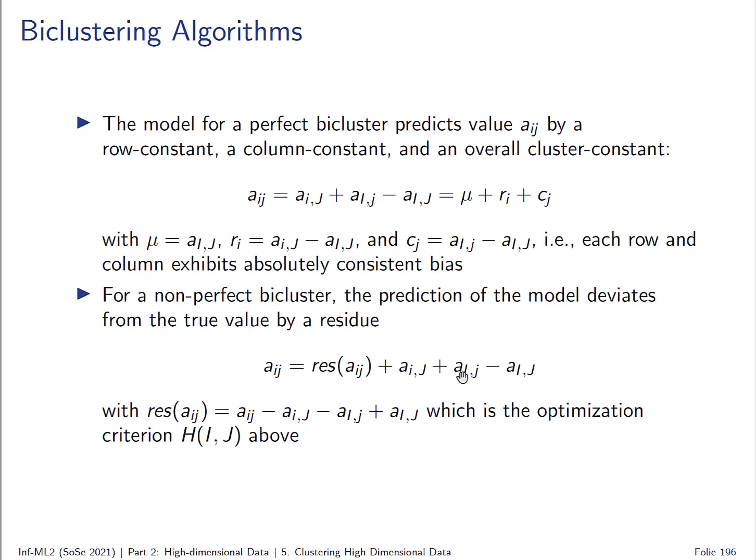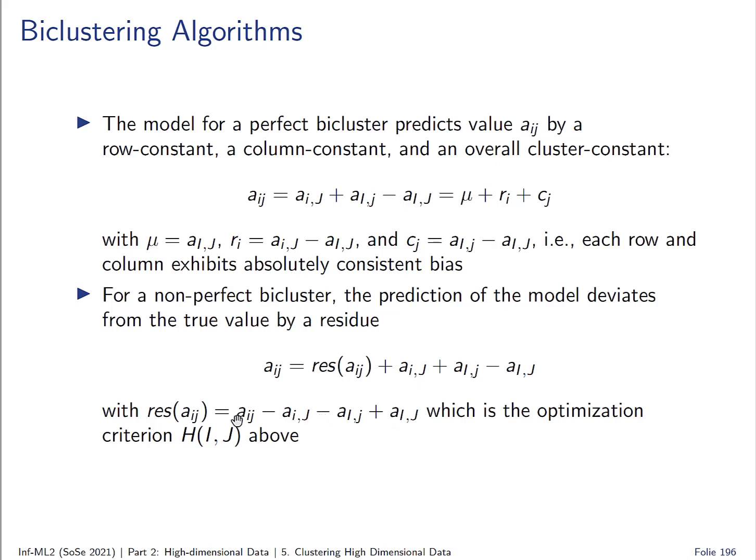And if we just reformulate this equation here, meaning that we just want to compute the residue by means of all the others, well, what do we have to do? We have to bring these terms to the other side of the equation. So we end up with the residue is the actual value minus the row mean, minus the column mean, plus the mean overall.